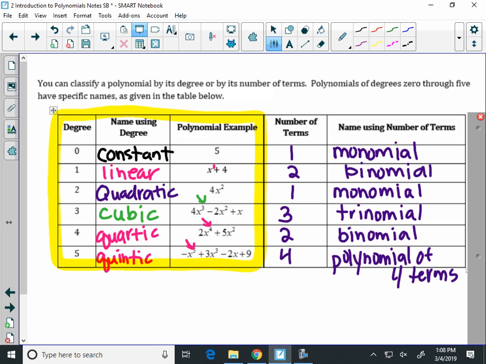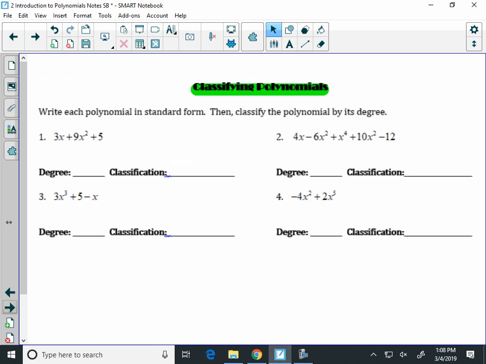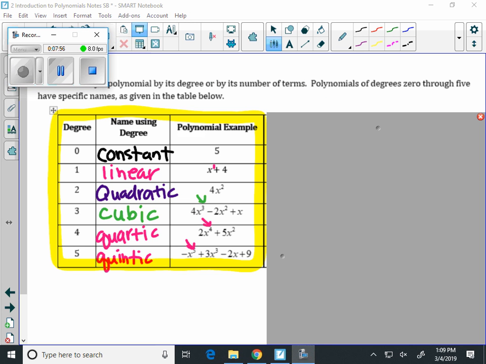So here's what we're going to do. We're going to practice this. I'm going to make this kind of a shortcut for some of us. We're going to focus only on the names from the left-hand side of the chart, and I'm going to assign each row a problem down here. You're going to put your problem in standard form. Tell me the degree. Tell me the classification based on its degree. Classified by the degree is using these words on your left.